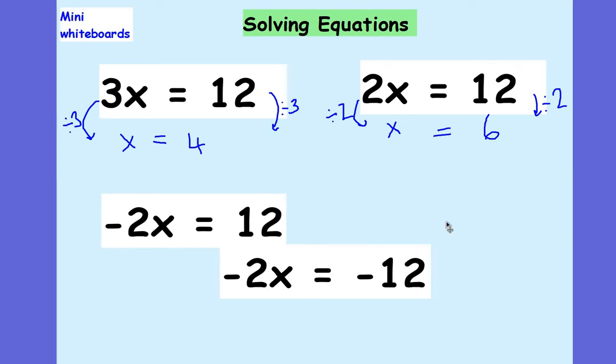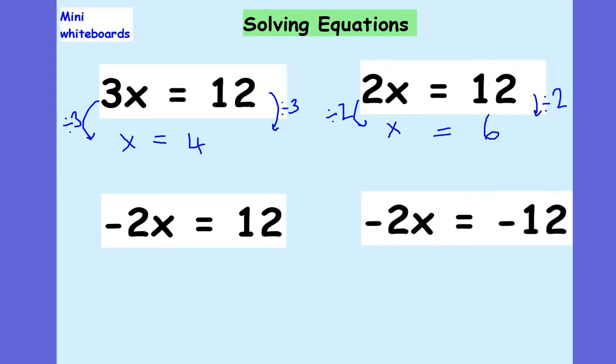For the second two, I've got a negative in there. Now I've got the choice. I can either add 2x to one side and then subtract 12, or I can just divide by -2. I'm going to choose to divide by -2. And dividing a positive by a negative is going to give me a negative. So I get that x equals negative 6. We can check our answer. Is negative 2 times negative 6 equal to 12? Yes, it is, so our answer is right.